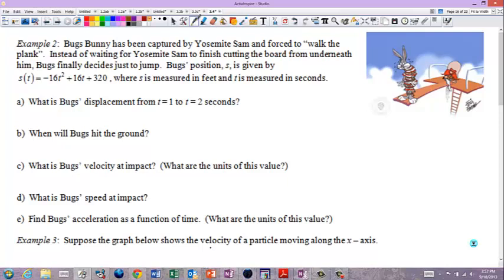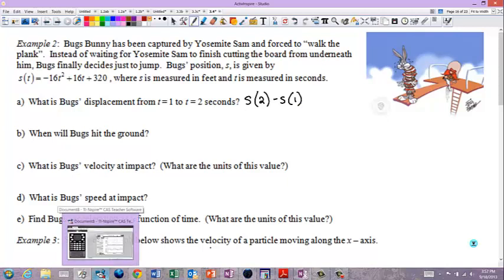Bugs' position, S, is given by the formula S = negative 16t squared plus 16t plus 320, where S is measured in feet and t is measured in seconds. It asks, what is Bugs' displacement from t equals 1 to t equals 2? Well, displacement is just S of 2 minus S of 1. I'm going to type the first one in the calculator just to make sure we know what we're doing, and then from there on we're just going to trust that I've already done it, to save time.